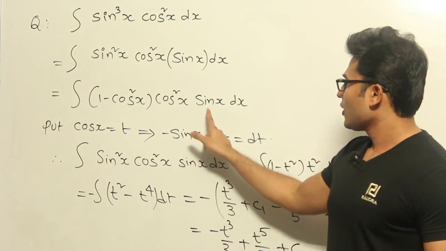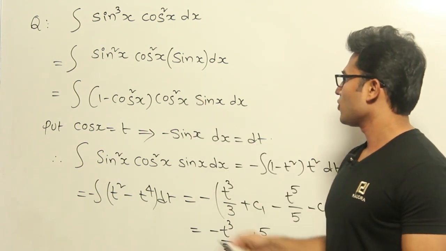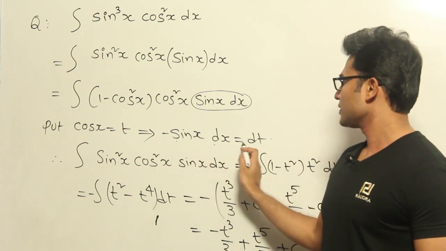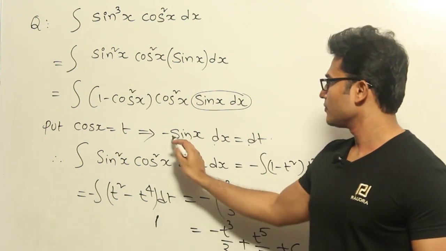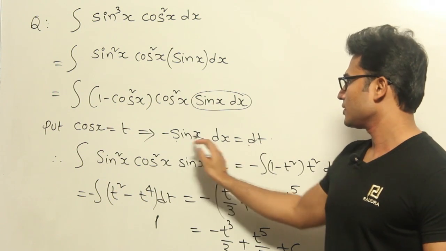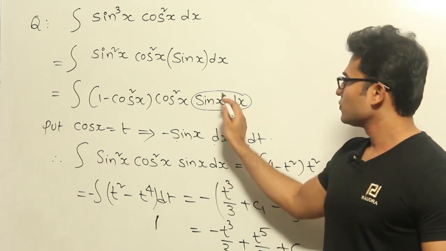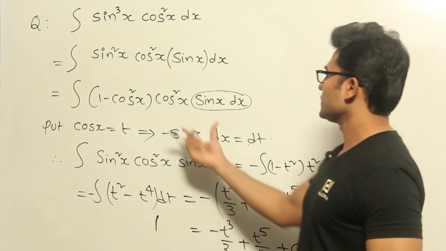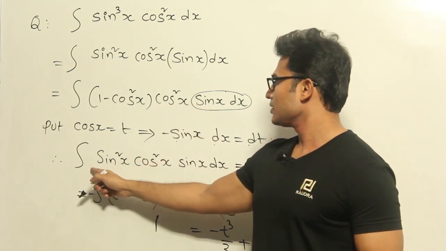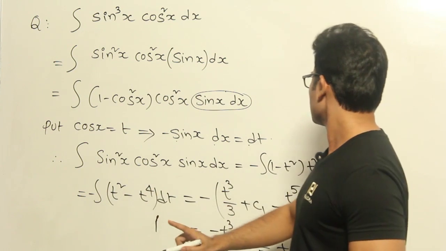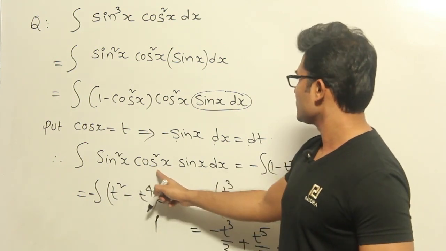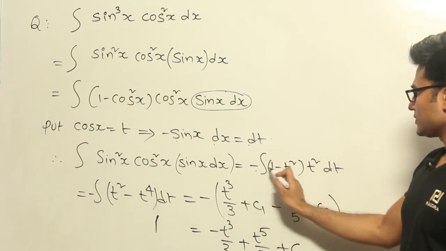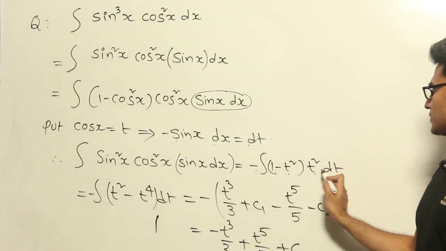Okay. Now you can replace this entire sin x dx. See, if minus sin x dx equal to dt, then sin x dx equal to minus dt. So here this entire thing can be written as minus dt, right? So this entire form, integral sin square x into cos square x into sin x dx, can be written as minus 1 minus t square into dt.